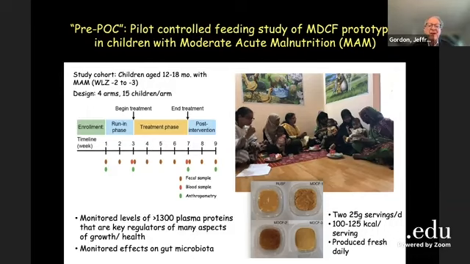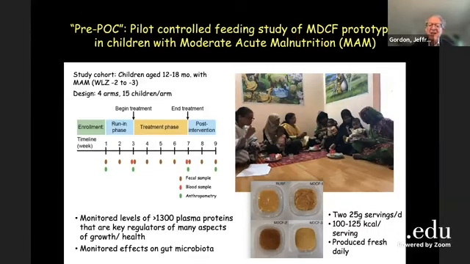In this particular iteration of such a pre-POC study, we used aptamer-based proteomics, that is to say, the use of DNA aptamers that could each recognize a specific plasma protein. In particular, 1,305 proteins that represented biomarkers and mediators of many aspects of host physiology.